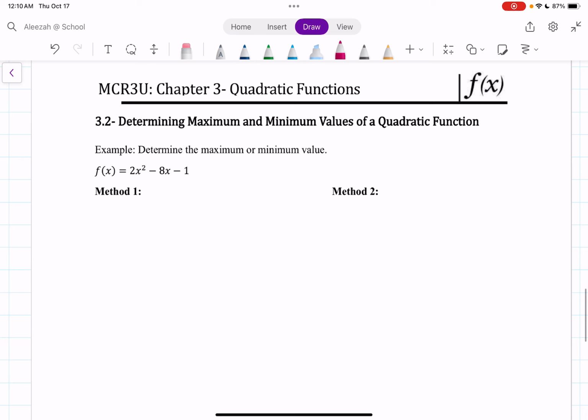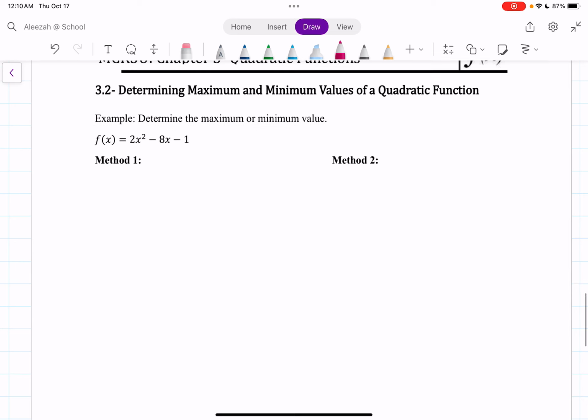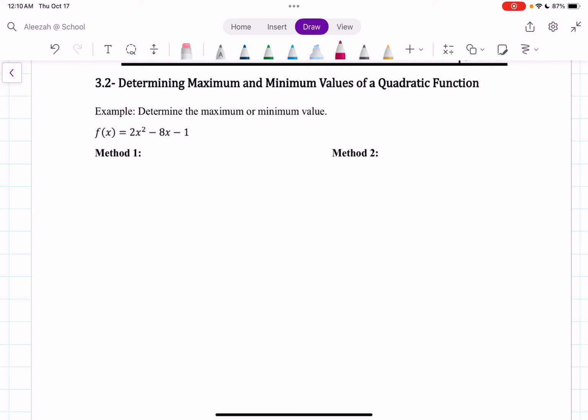Hello guys. In this video we will learn how to find the maximum and minimum value of a quadratic function. Here we are given a quadratic function in the standard form. To find the maximum and minimum, we should know the vertex. So you can either write your given function in vertex form, or you can find the vertex using a formula.